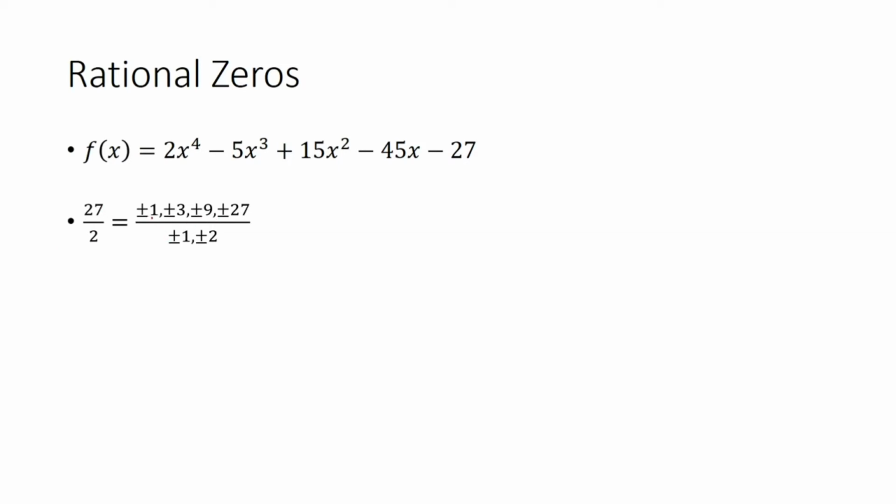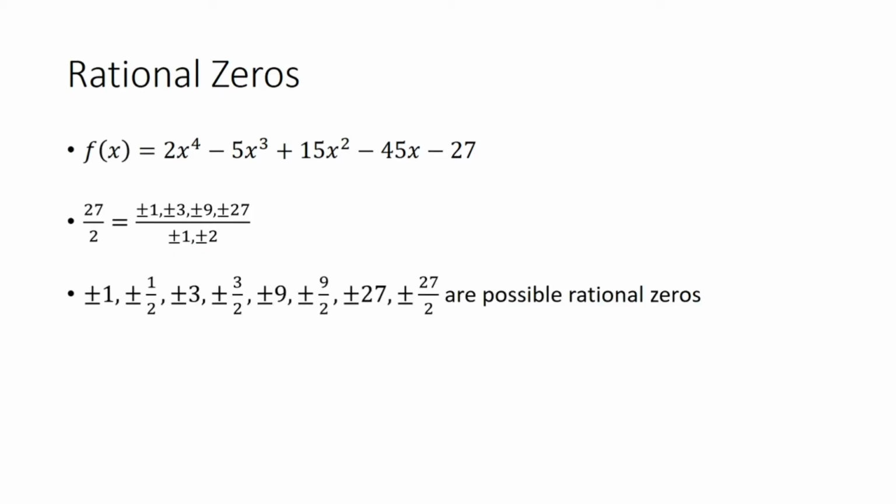So for 27, we're going to have plus or minus 1, 3, 9, and 27. For 2, we're going to have 1 and 2. And then from there, we're just going to make all different types of combinations. So 1, we're going to pair 1 with 1, 1 with 2. That's done. And then we move on to 3. 3 with 1, 3 with 2. And then 9, 9 over 1, 9 over 2. And then 27 over 1, 27 over 2.